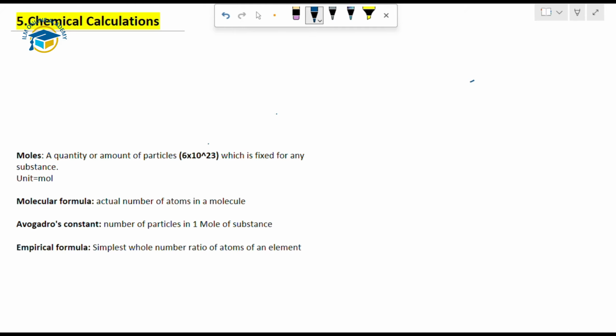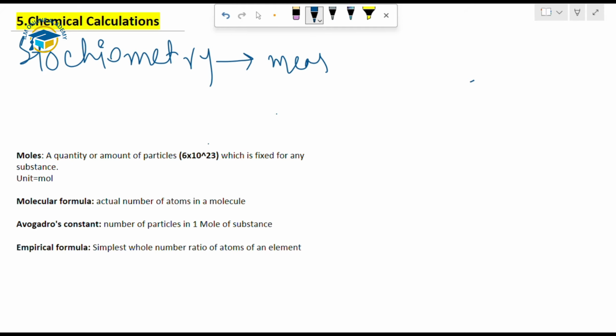First of all, you should know about stoichiometry. Let's first answer what is stoichiometry. Stoichiometry is basically about measurements. This is the ratio of the reactants and the products present in a balanced symbol equation of any chemical reaction. So stoichiometry is about the measurements or the chemical calculations present in our chemistry or in chemical reactions.